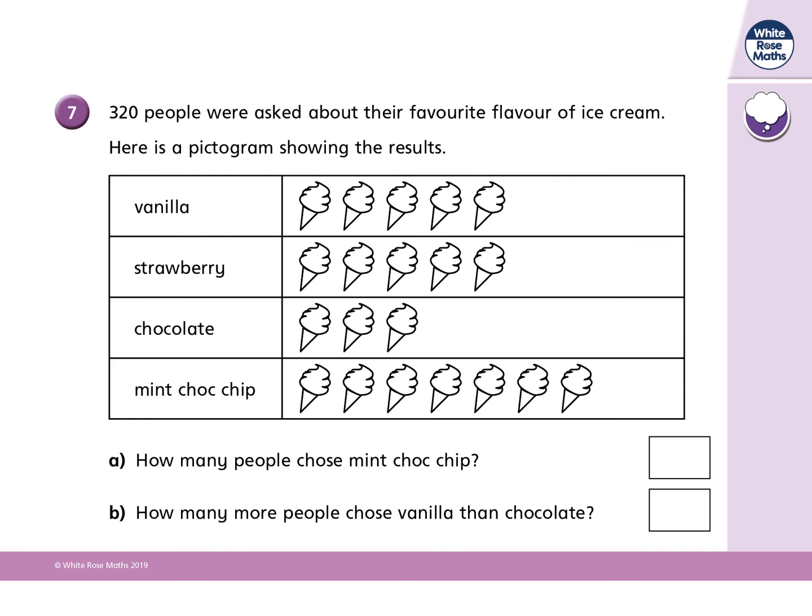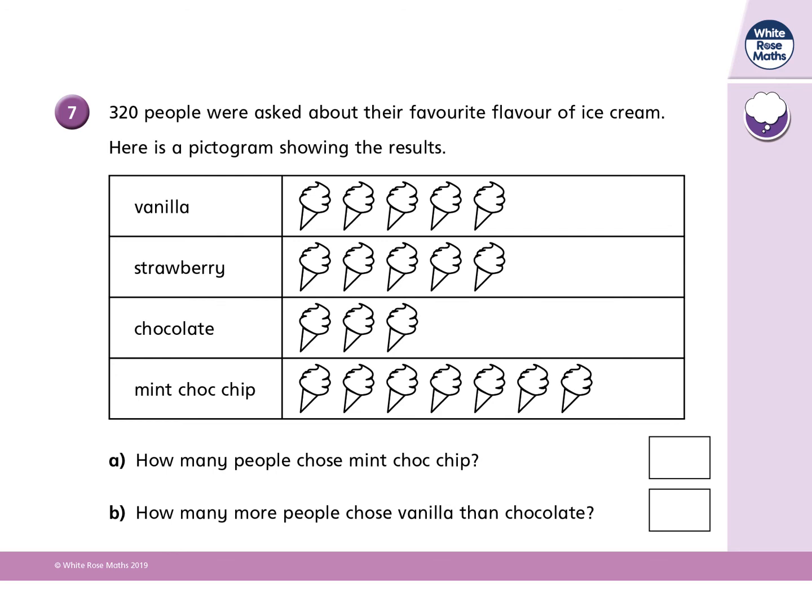Finally, we've got a question here, which hopefully you'll be able to work out by taking your time and carefully looking through it. It says here, 320 people were asked about their favourite flavour of ice cream. And the pictogram here shows how they've selected. The first thing you need to do is to count up how many ice creams are there. Okay? And you divide that by 320, because that'll let you know what each equals.